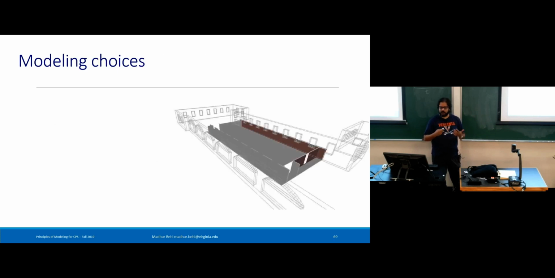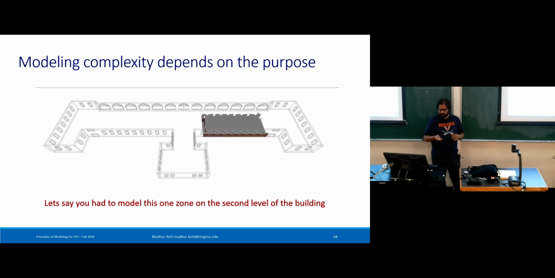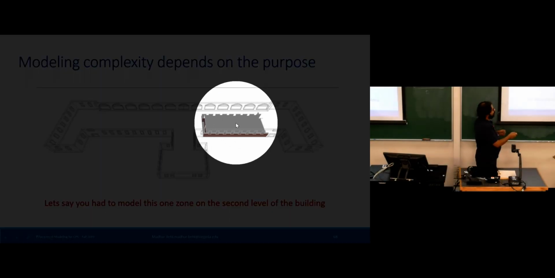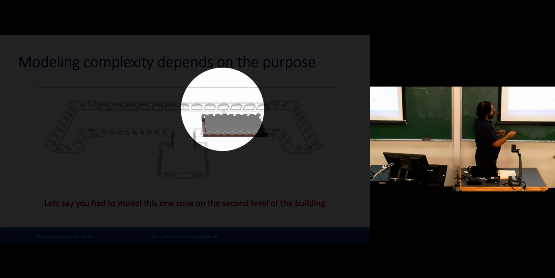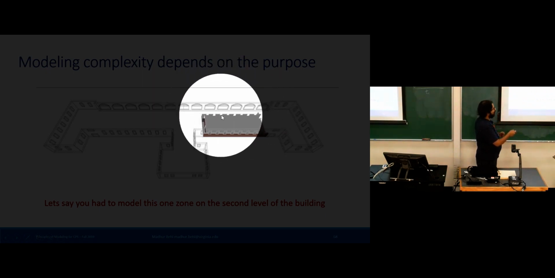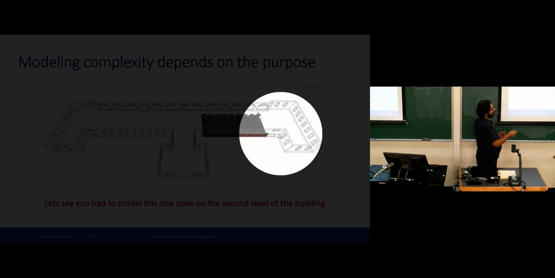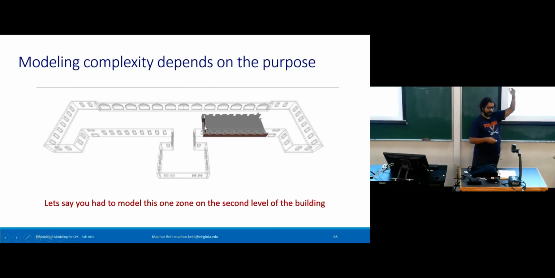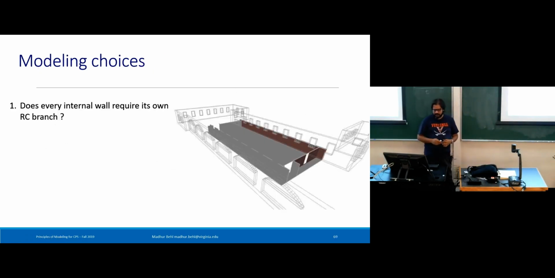So there were a lot of choices we had to make, right? If you look closely, the zone is here, but there's a lobby or a porch area just adjacent to the zone, or almost like a corridor. And then there are other zones all around, and there's a zone above and a zone below as well. So we had to make a lot of modeling choices, like, does every internal wall require its own branch? That's a very common modeling choice in the RC network.